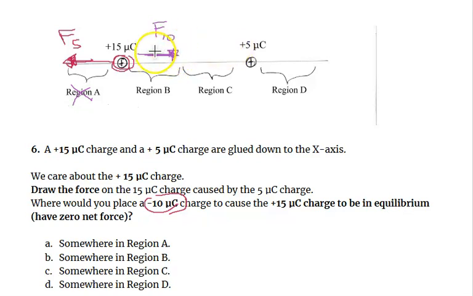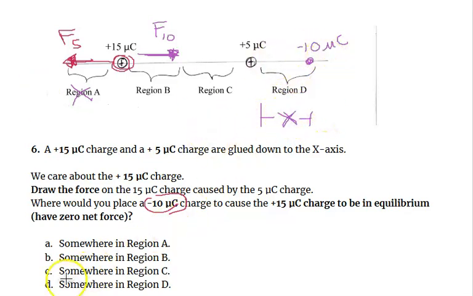So that purple vector is just going to dominate the red vector. Can't. So what we need to do is put the minus 10 microcoulomb somewhere in D, right? And that's a solve for X problem that we don't want to do. This is just a way to test your logic without having to do a lot of algebra.